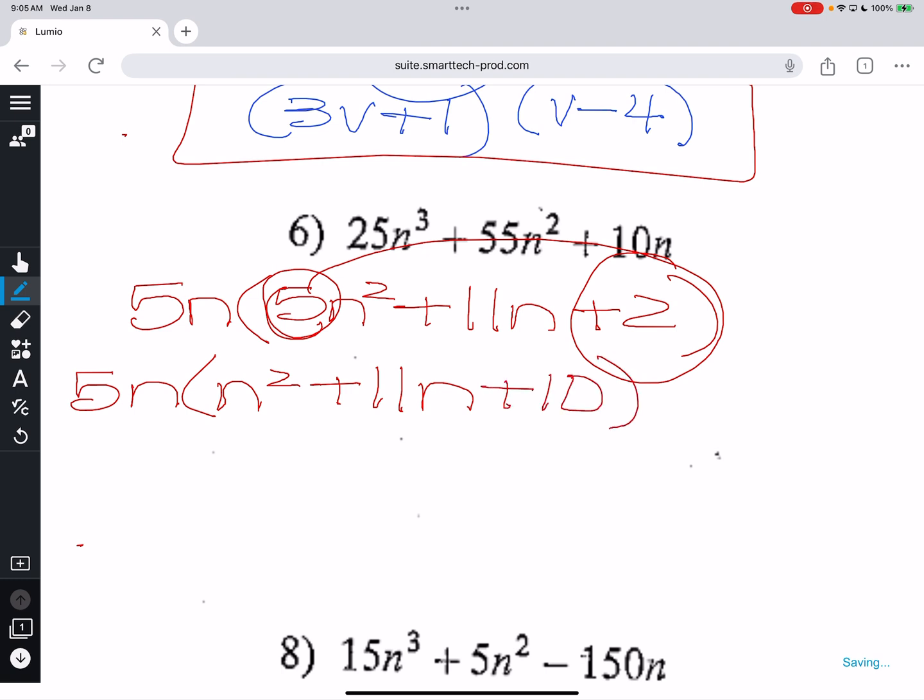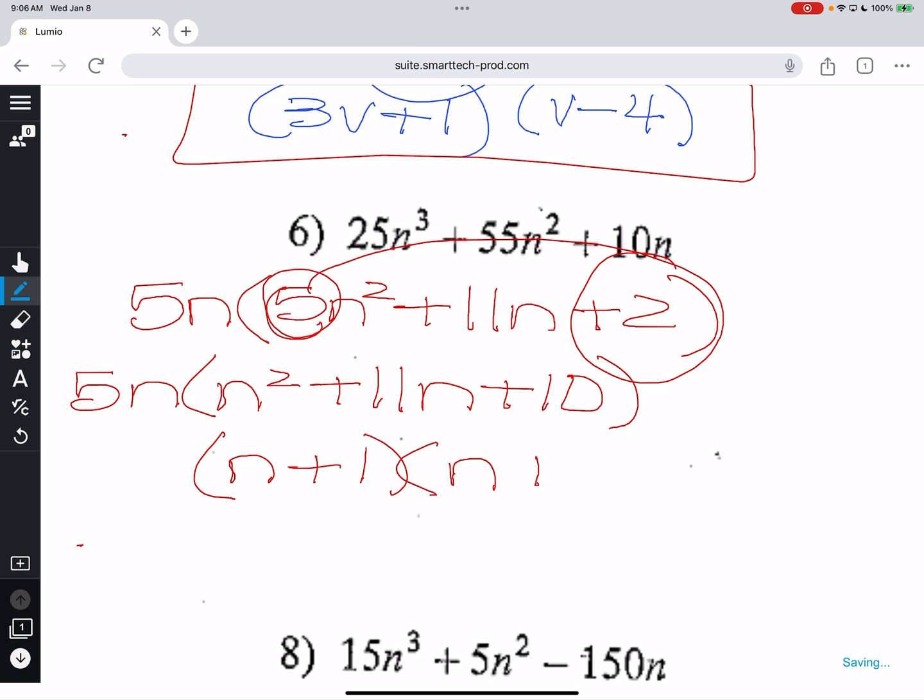Two factors that multiply to give us 10. I bet you don't even have to list them, that give us 11. 10 and 1. 2 and 5 only give you 7. All right. I love it when it's the same signs. You don't have to worry about it. So 10 plus 1.